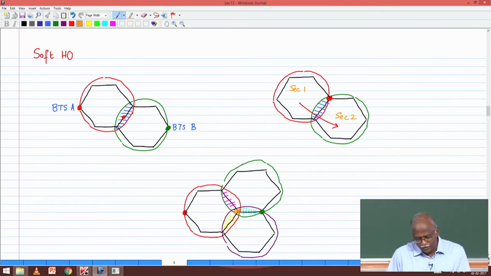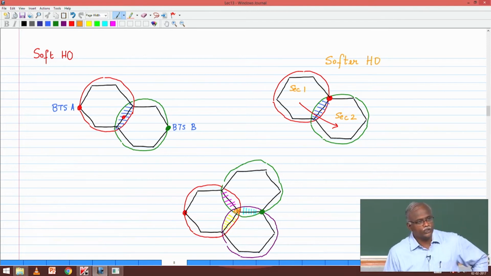Now intuitively and from an engineering sense, this one should be an easier scenario, because there's only one base station involved. All it needs to do is, instead of radiating on this beam, switch over to radiating on another beam. So this type of handoff, where you're going from one beam or sector of a base station to another one, is actually called softer handoff.